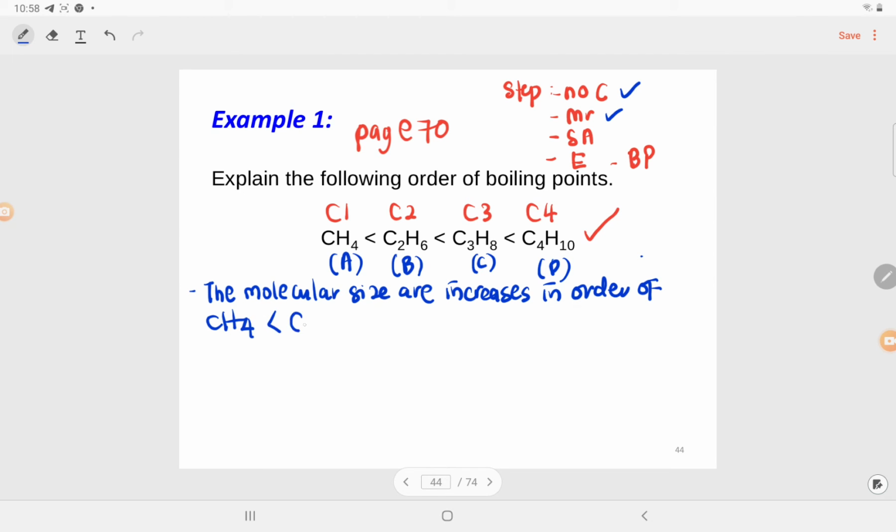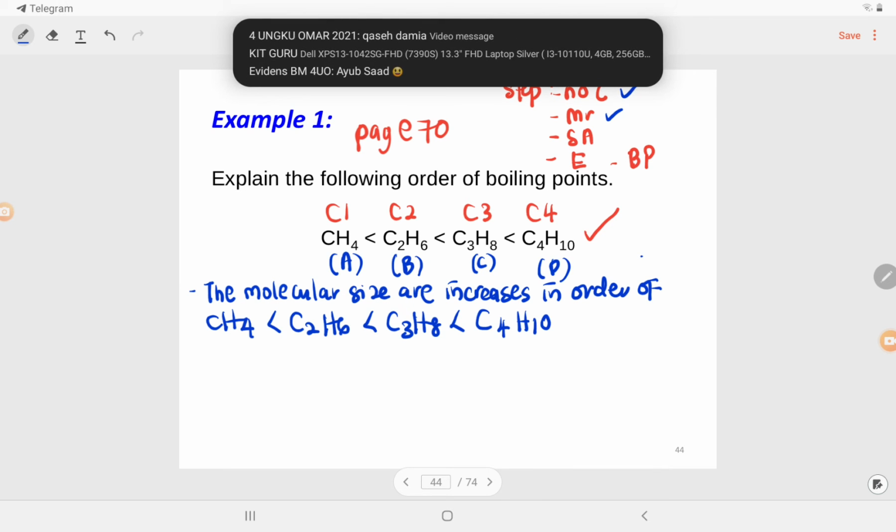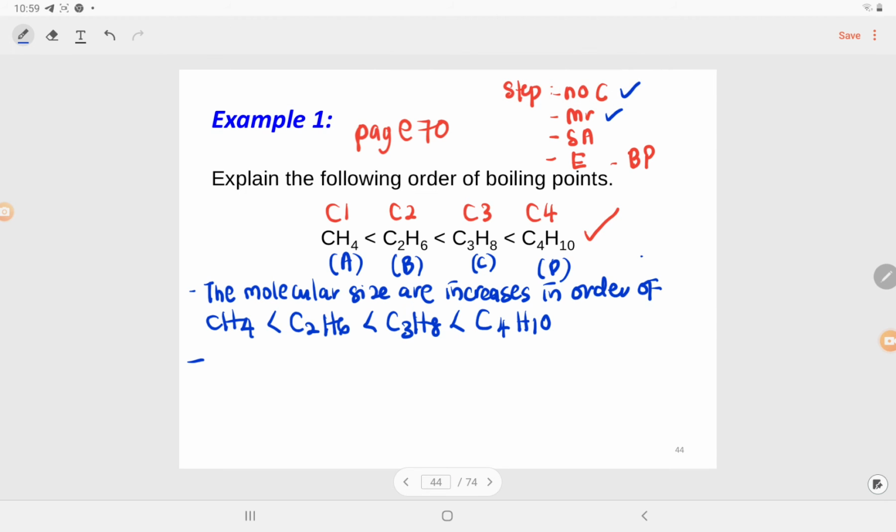CH4, C2H6, C3H8, C4H10. Next, after the factor of molecular size, you must state the factor of surface area.